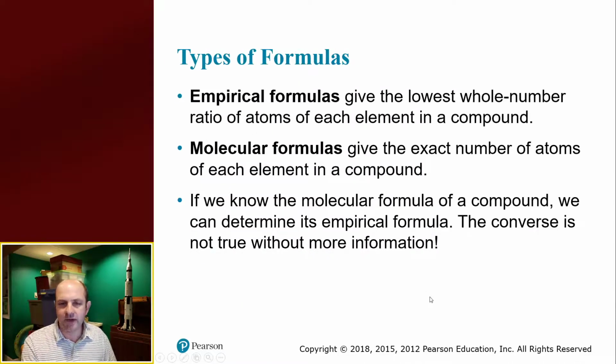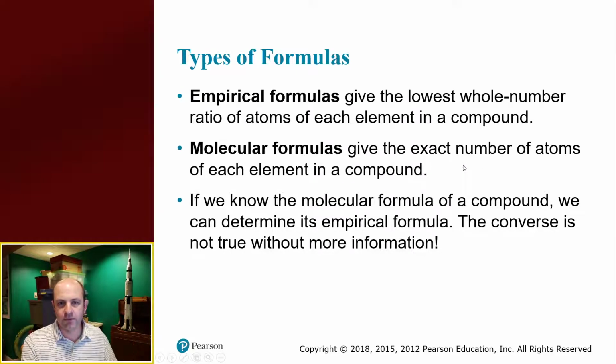All right, so types of formulas. When we write these formulas, what are we going with? An empirical formula is the lowest whole number ratio of atoms for each element in a compound. So it's simplified. It may not be the real formula. It might be. Hard to say. But it's always the simplified formula. A molecular formula is the exact actual number.